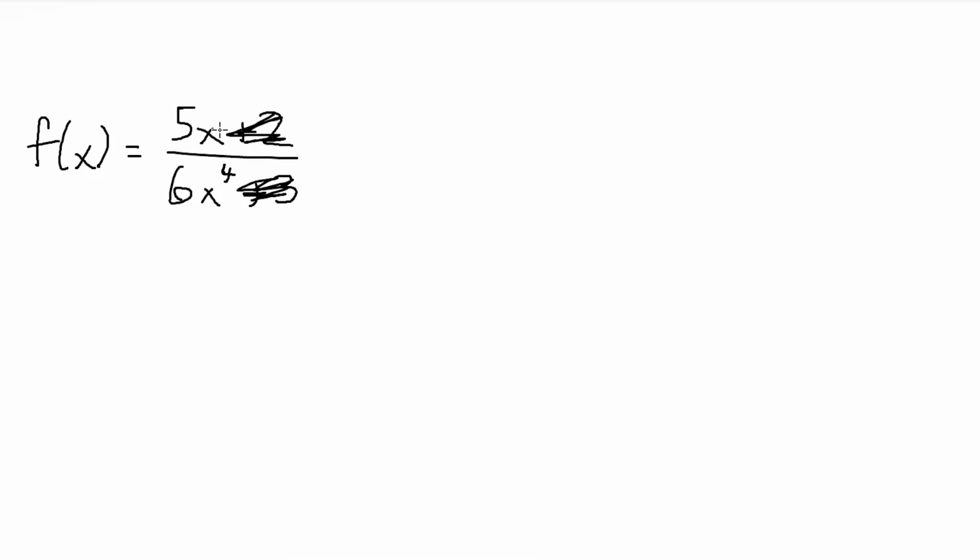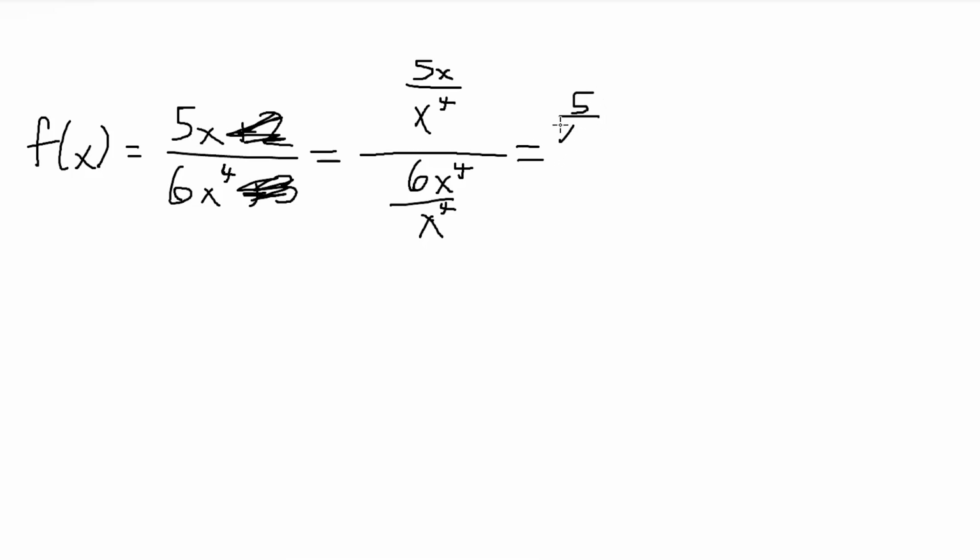From there, you can see we have 5x over 6x to the fourth. And from there, we're actually going to divide by the highest degree of the denominator, if that makes sense. So let me draw the fraction line right there. And then on the numerator, it's going to be 5x, of course, divided by x to the fourth. And we, of course, took that from the denominator. And then on the denominator, we're going to write 6x to the fourth divided by x to the fourth. Now, if we simplify that, we will see we get 5 over x to the third over 6.